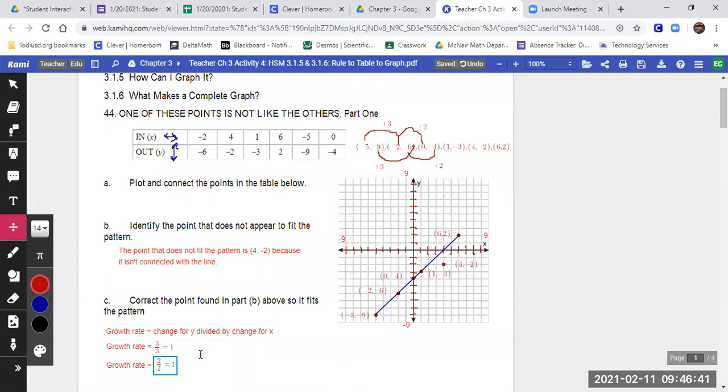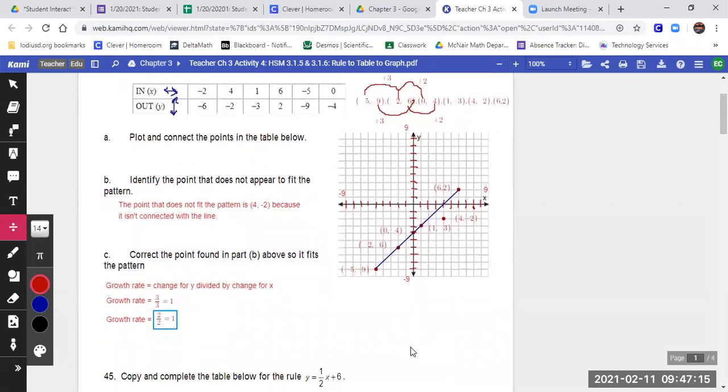Okay, so we need it growing by 1 for the X and 1 for the Y. And we were down here at 1, -3. So if the X grows 1 and the Y grows 1, that means I would be 2, -2, right? I need to make it grow where each time I change it, it's going up 1 and over 1 from the one before it.